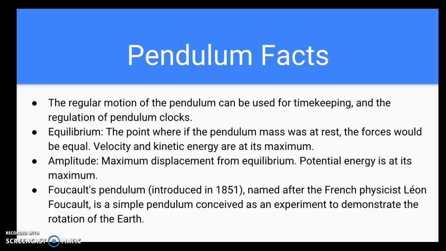Amplitude is the maximum displacement from equilibrium. Potential energy is at its maximum. Foucault's pendulum, named after the French physicist Léon Foucault, is a simple pendulum conceived as an experiment to demonstrate the rotation of the Earth. The pendulum is located in France.